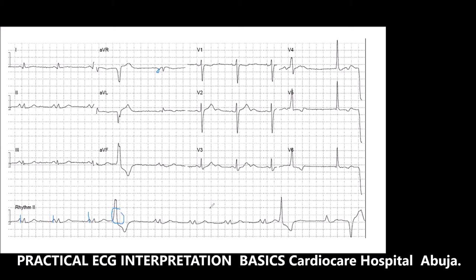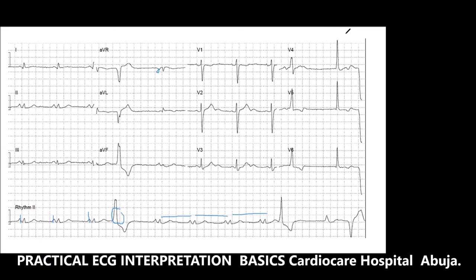The RR intervals, are they equal? They are equal except for those PVCs, the premature ventricular contractions. The ventricle contracted before time. So the rhythm is normal, but you have sinus rhythm with PVCs. Right? Sinus rhythm with PVCs. So that's very simple, isn't it? Okay. Thank you.